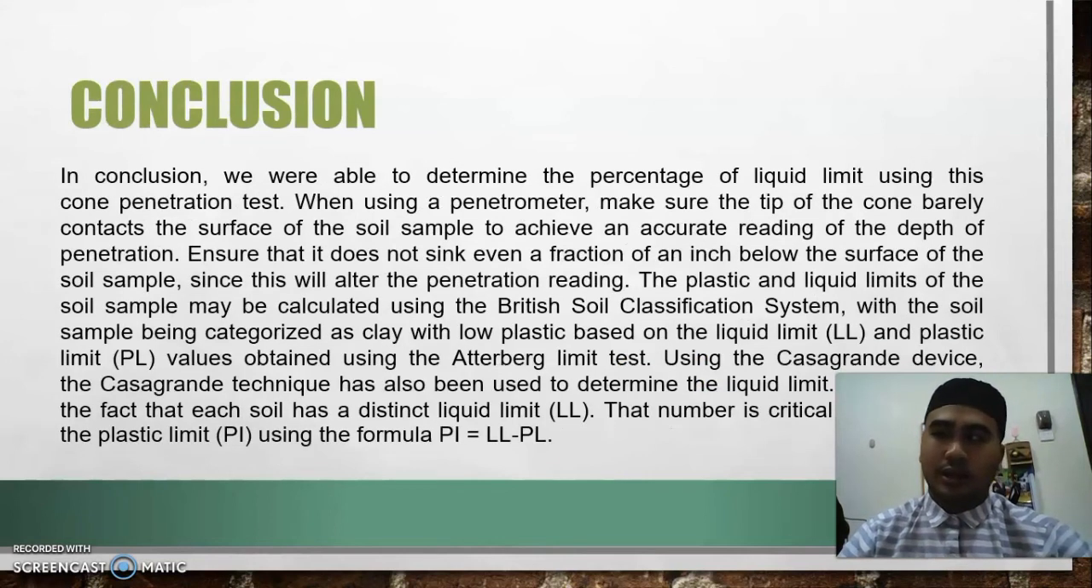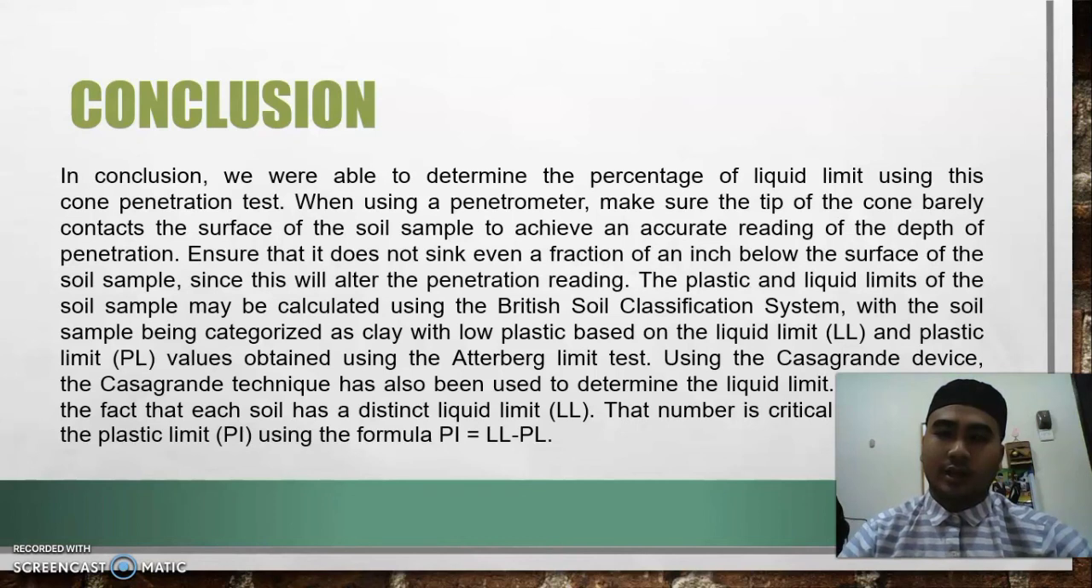Next, conclusion. In conclusion, we were able to determine the percentage of liquid limit using this cone penetration test. When using a penetrometer, make sure the tip of the cone barely contacts the surface of the soil sample to achieve an accurate reading of the depth of penetration. Ensure that it does not sink even a fraction of an inch below the surface of the soil sample, since this will affect the penetration reading.